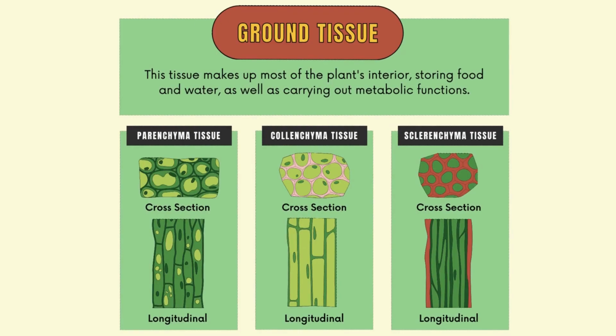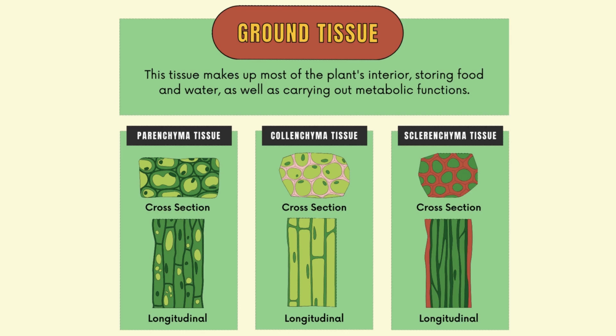Then ground tissues. This tissue makes up most of the plant's interior, storing food and water as well as carrying out metabolic functions. It is composed of three types: parenchymal tissues, collenchymal tissues, and sclerenchymal tissues. Parenchymal tissues. What are parenchymal tissues? These are large cells in which large vacuoles are present and the nucleus is present at one side. They are large and fluffy, filled with fluids. These are large cells and there are no empty spaces present between them.